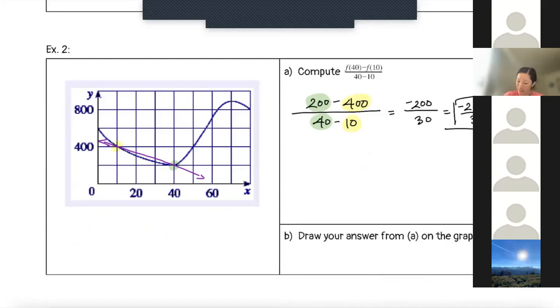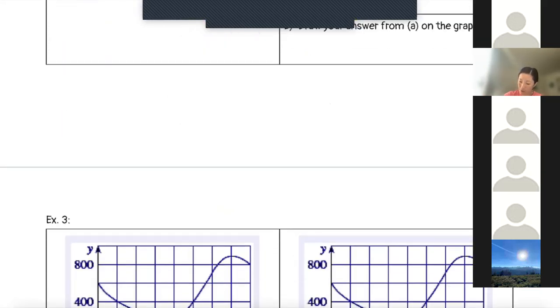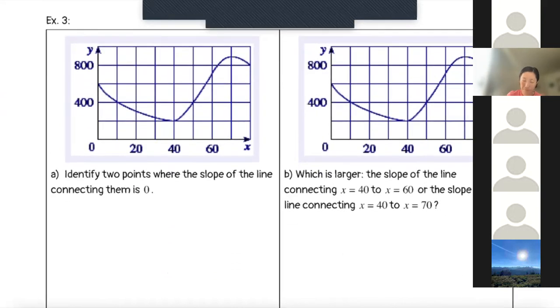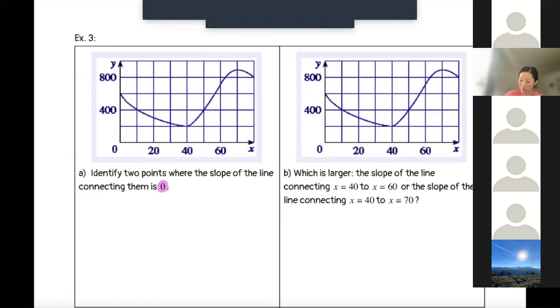All right, let's take a look at example 3 here. Okay, so with example 3, we've got a few different parts to it. So let's take them piece by piece. So part A says identify 2 points where the slope of the line connecting them is 0.